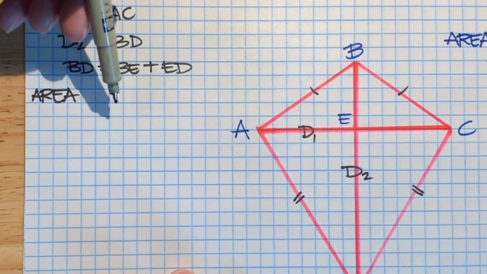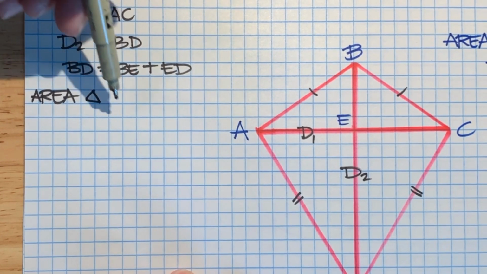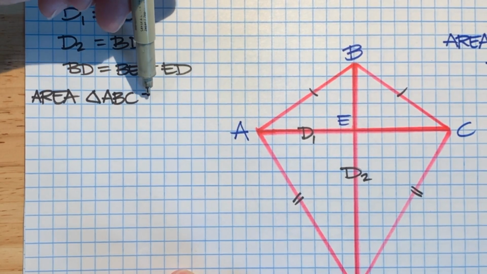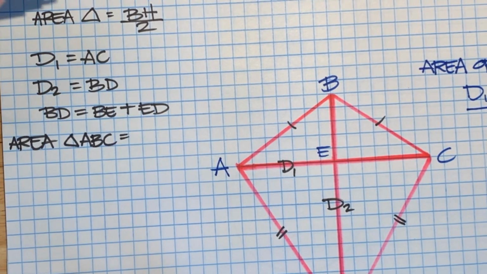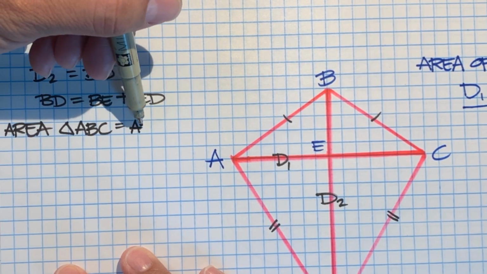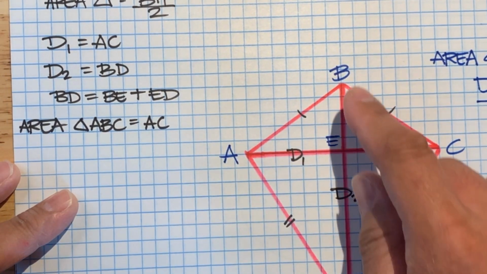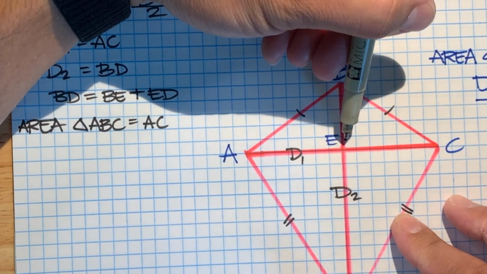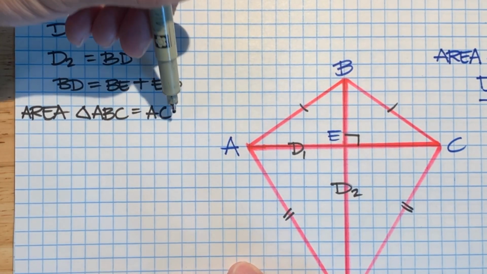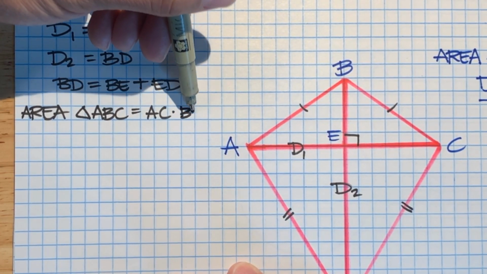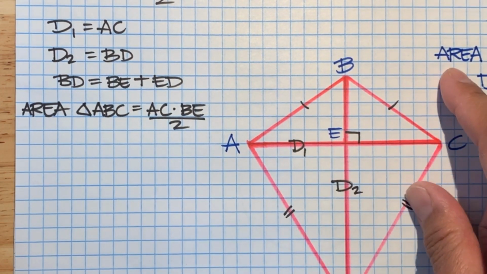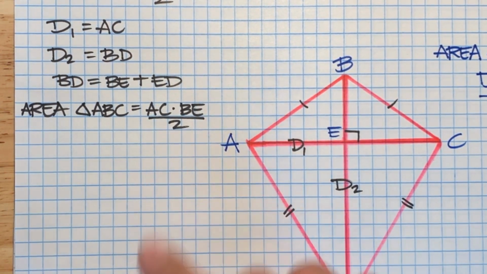So the area of triangle ABC is, remember, the area of a triangle is the base, which is AC, times its height, the side that is perpendicular to the base. And we know that in kites, the diagonals are perpendicular. So AC times BE divided by 2, because a triangle is half the area of a rectangle if we drew that rectangle. So we cut it in half.